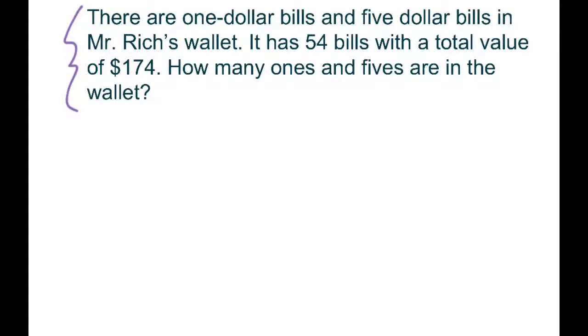Our last problem is this typical problem here. We have $1 bills and $5 bills in a wallet. The total number of bills is 54 with a total value of 174. How many ones and fives are in the wallet? The way you set this up is we let X equal the $1 bills and Y equal the $5 bills. We put our total number on the first line: the number of $1 bills plus the number of $5 bills equals 54.